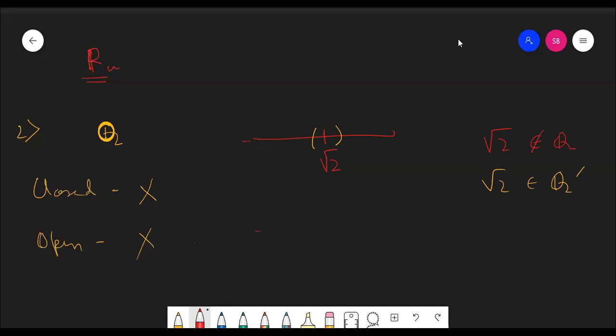Now, to comment on whether the set is open or not, let's check the point 0. So 0 is in rationals. But is this an interior point of the set of rationals? No, right? Because take any neighborhood around it, there will be some irrational point in it. Thus, 0 is not an interior point of rationals. Thus, it is also not open. You can similarly check that irrationals are also neither open nor closed. Again, natural numbers are also neither open nor closed.